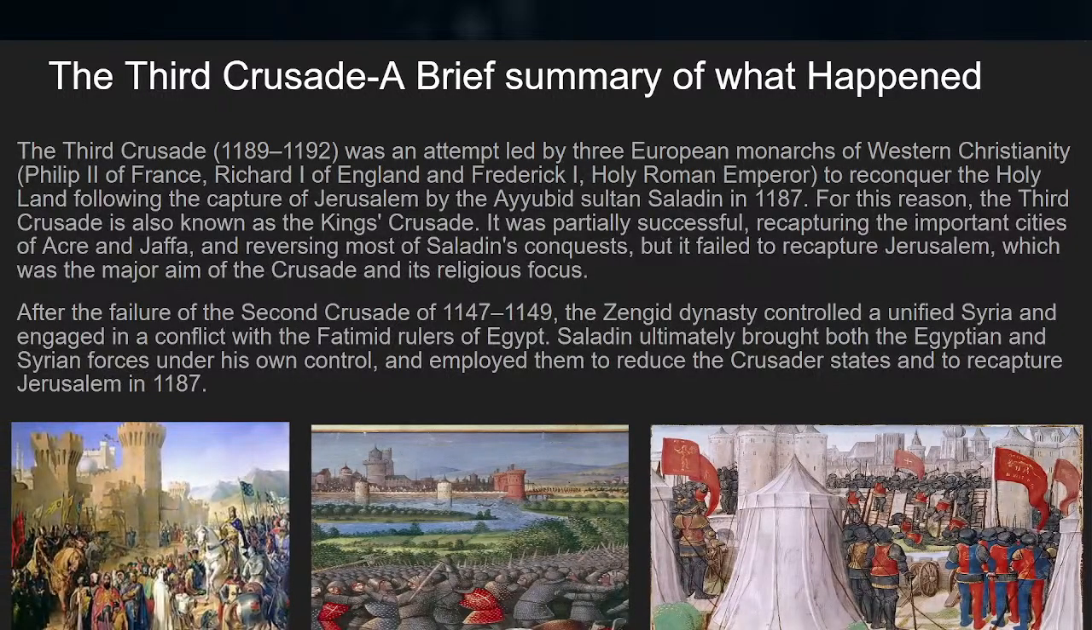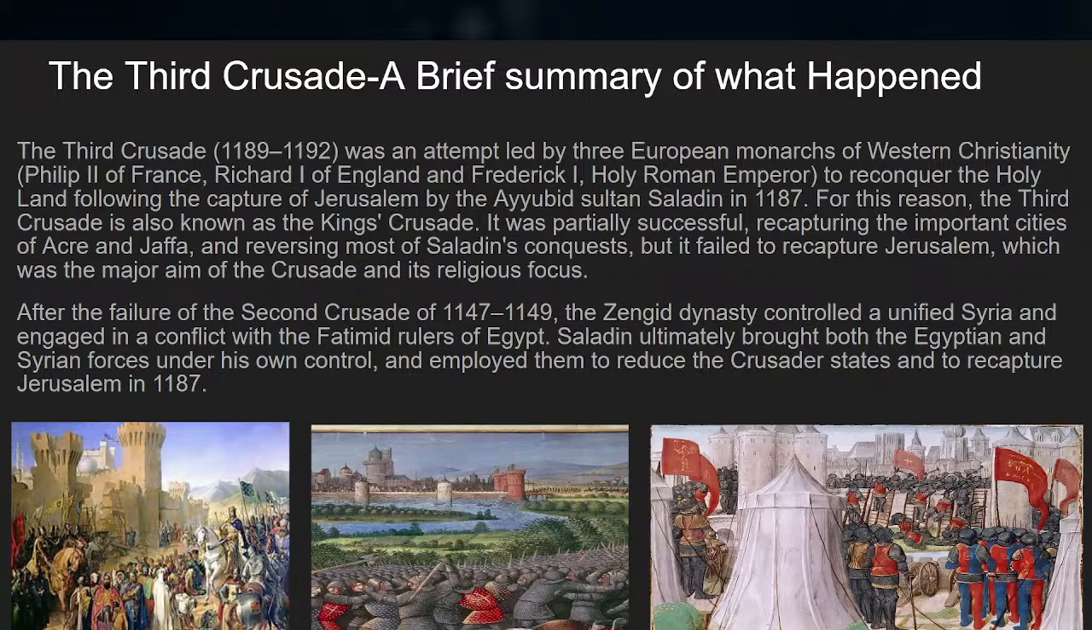Here's one on the Third Crusade, a brief summary of what happened. The Third Crusade, 1189 to 1192, was an attempt led by three European monarchs of Western Christianity: Philip II of France, Richard I of England, and Frederick I, the Holy Roman Emperor, to reconquer the Holy Land following the capture of Jerusalem by the Ayyubid Sultan Saladin in 1187 AD.